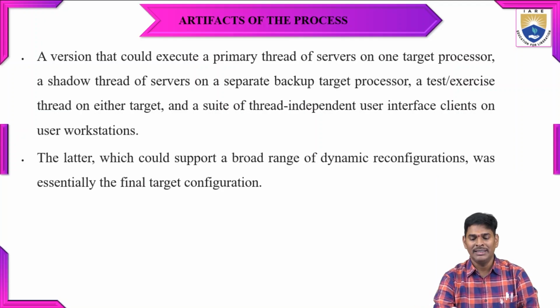Why? In servers, whenever we are accessing the information, we need to get the resources or the data within a particular time. So here, one target process and shadow thread of servers. They need to consider a separate backup target process, and they need to have thread-independent user interface clients so that the information can be easily accessed. And mainly in the servers, they need to have dynamic reconfiguration. So dynamic reconfiguration is very important for the final target configuration.